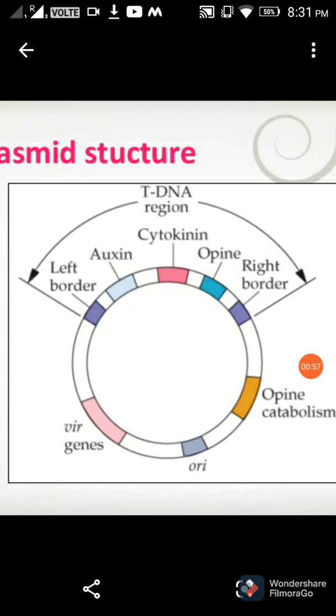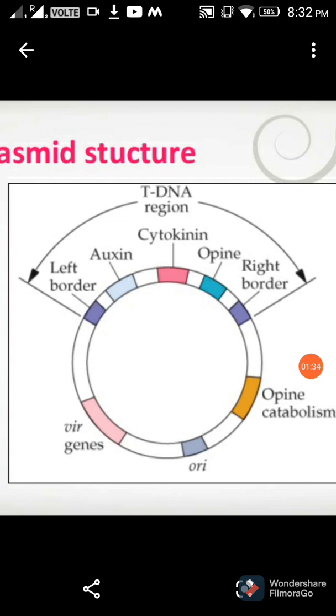It has been developed as a vehicle for introducing foreign genes into the plants. Why and how is that possible? So let us take a look at the plasmid structure first. Now you see the presence of the origin of replication, then the Vir genes, and the tDNA region, sorry, and the opine catabolism. Remember, in the test also I had given one question on which part of this TI plasmid would be transferred into the plant. It is the tDNA region.